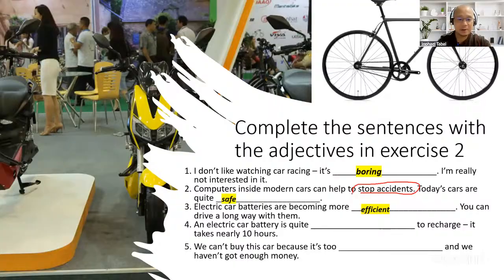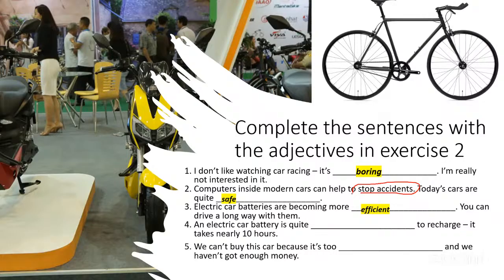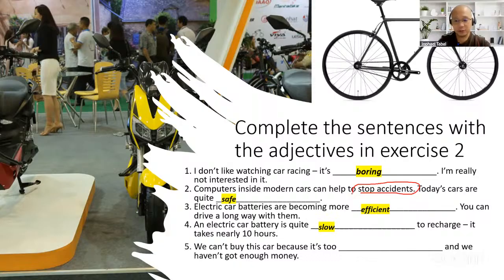Okay, how about number 4? Clara, what's your answer? Number 4 is slow. An electric car battery is quite slow to recharge. It takes nearly 10 hours. And number 5, Clara? Number 5, I think expensive. Very good. We can't buy this car because it's too expensive and we haven't got enough money.